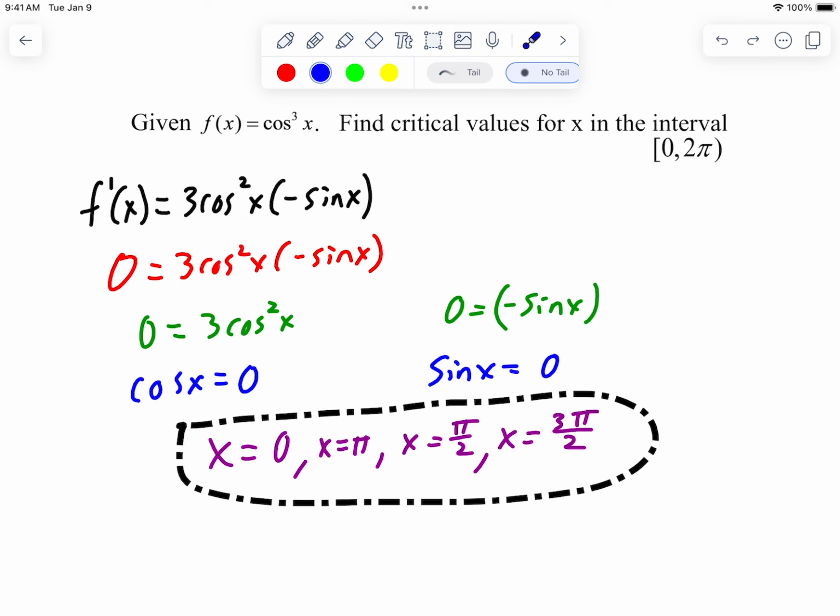Great. Now this is nicely factored for us, so I can just go ahead and set each of the individual factors equal to 0. Here, divide by 3, take the square root. The square root of 0 is plus or minus 0, which is just 0. So where does cosine equal 0, and where does, in this case, sine of x equal 0? Sine of x is going to equal 0 at 0 and pi. Cosine equals 0 at pi halves and 3 pi halves. Great. Moving on.